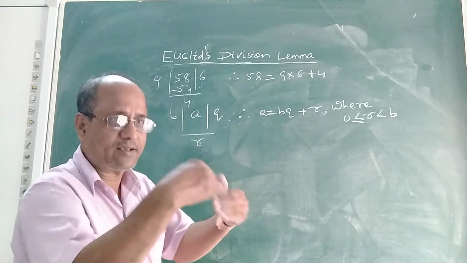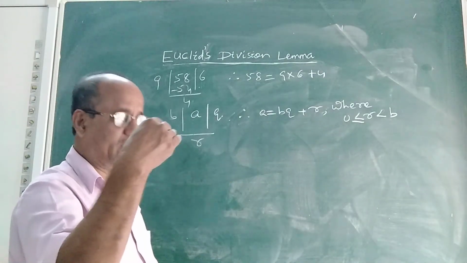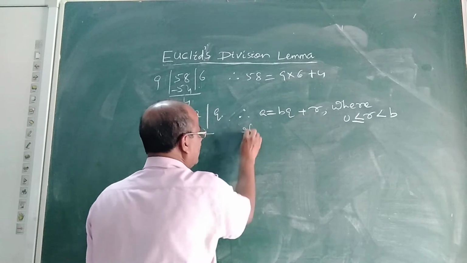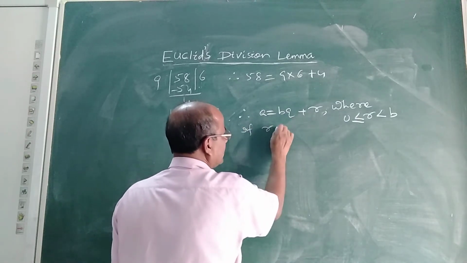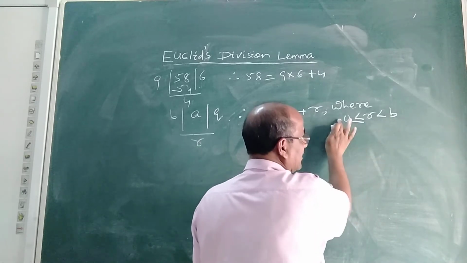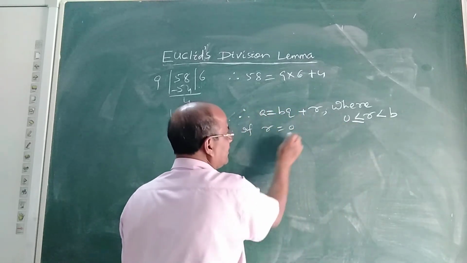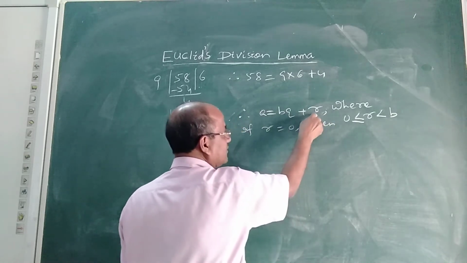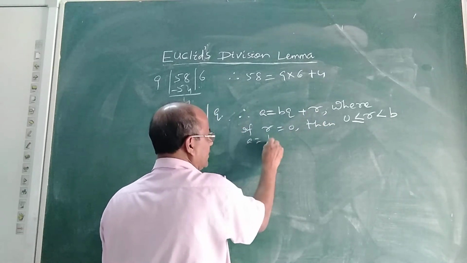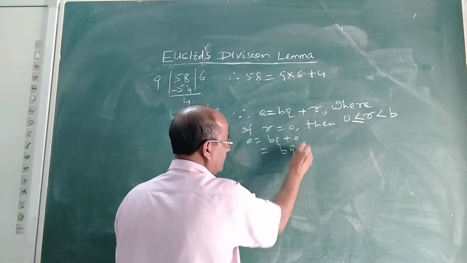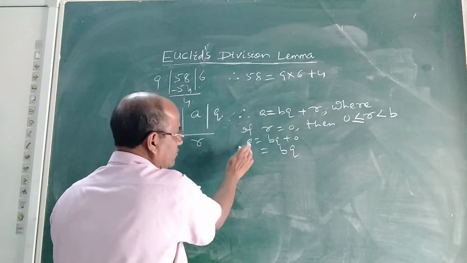Now we will discuss it in a broad manner. Let us see what will happen. Suppose this remainder is 0. Look at the condition here: r is less than b and greater than or equal to 0. If the remainder equals 0, then put r as 0 here. Then a equals bq plus 0, which is equal to bq. So a equals bq.